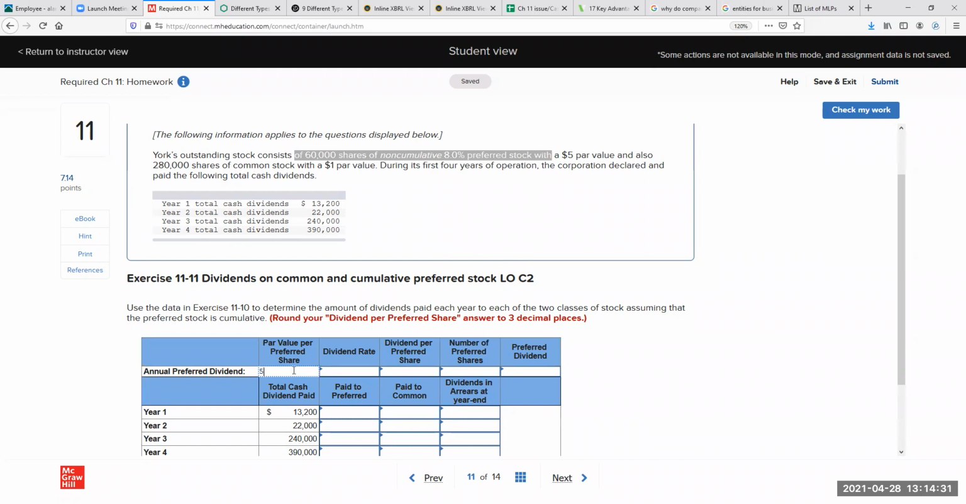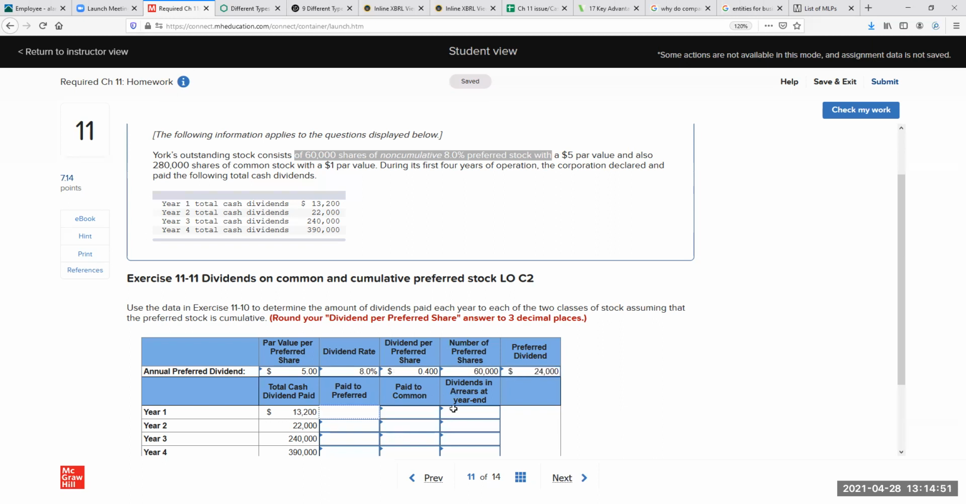It's $5 par. The dividend rate is 8%. So 8% of that is 40 cents. The number of shares are 60,000. So you owe 60,000 times 40 cents. You owe 24,000 a year.